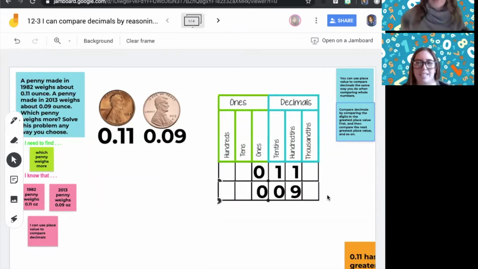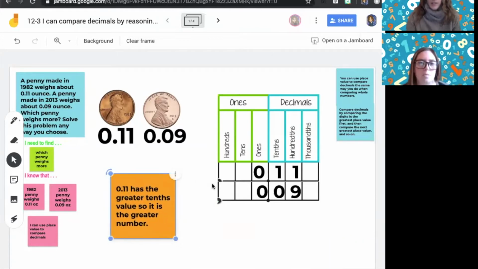How can we do that with this number here? Great. So let's look at 11 hundredths and 9 hundredths. Looking at the ones place, both of the digits have the 0, so they're equal. We need to now look at the next greatest place value, which is the tens place. There's a 1 in the tens place and a 0 in the tens place. The 1 in the tens place is greater than the 0, therefore 11 hundredths is greater than 9 hundredths. So now we know that the penny made in 1982 is the one with the greater weight. Correct. Because 11 hundredths is greater than 9 hundredths.